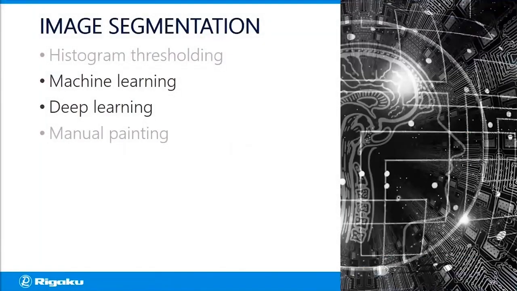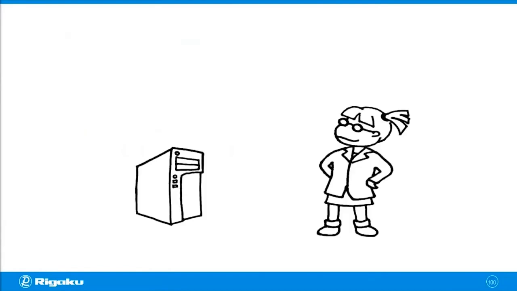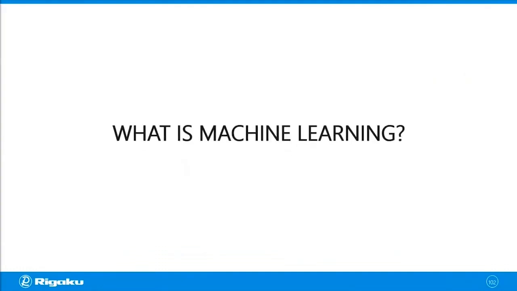So you can use machine learning or deep learning to do the image segmentation. As we looked at the beginning, we humans can recognize images and objects very easily. But what about computers? Well, they can't do it yet because they don't know how to do it. But by using machine learning, they can learn how to do this. Now, what is machine learning?